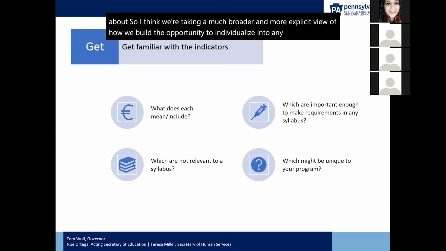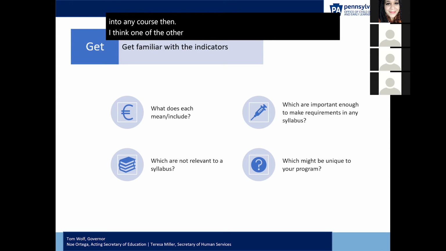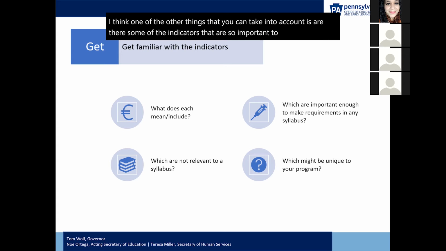Then I think one of the other things that you can take into account is, are there some of the indicators that are so important to your program that you want to make them priorities for every course in your program? So, for example, a number of the programs that I work with have identified a set of indicators. I'll show you in a minute what that looks like.